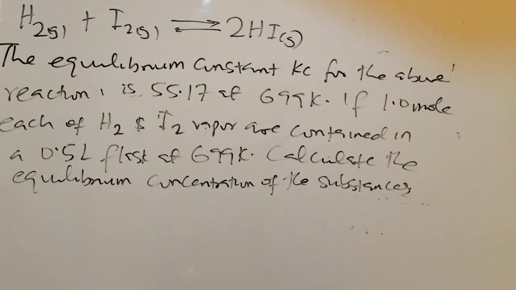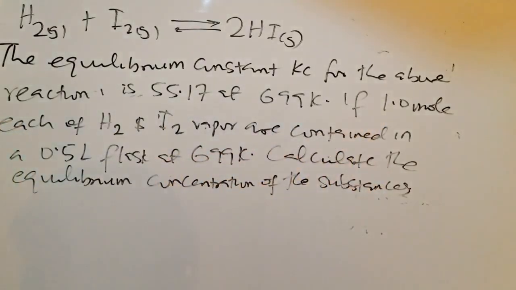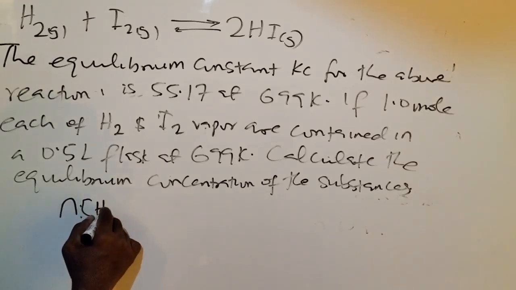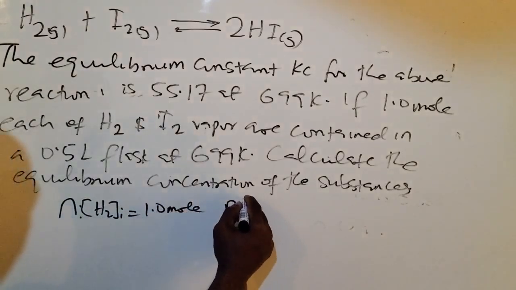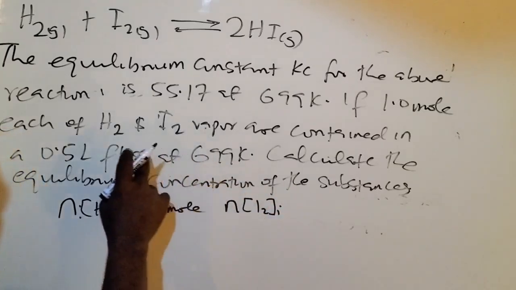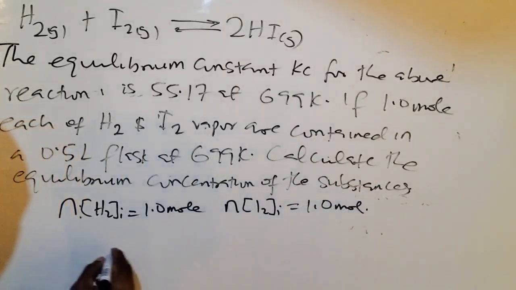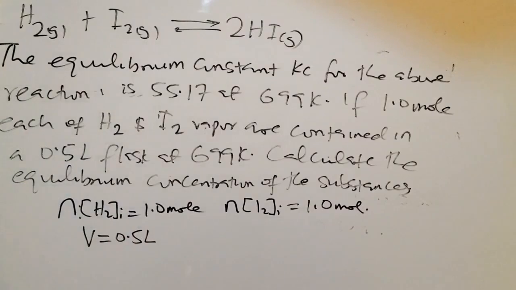So this question is more like the previous one that we did. They gave us the initial number of moles of the reactants, hydrogen and iodine. So we can say the initial mole of hydrogen is 1.0 mole. The initial mole of iodine in the equation is also 1.0 mole. The volume of the container is 0.5 liters. Since we have mole and volume, the first thing we have to do is to find the concentration of each of the reactants.